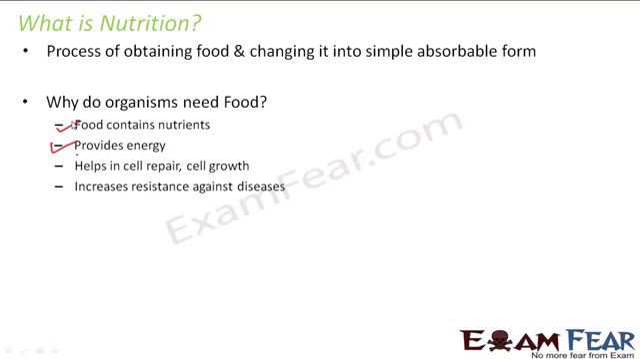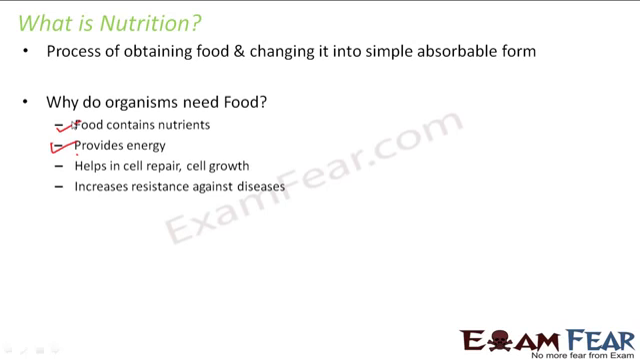Not only that, food helps in cell repair and cell growth. So why does a cell actually need energy? Because sometimes a cell might get damaged. So for the repair of that cell, we need some energy. Similarly, for the growth of the cell, the growth of a living organism is because the number of cells increases or because the cell size increases. So for both of them, we need energy. So that is why we need food.